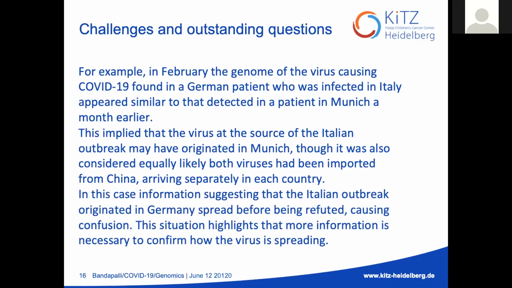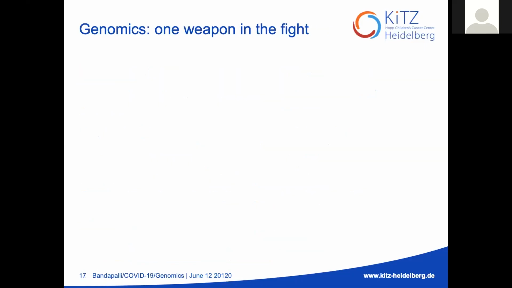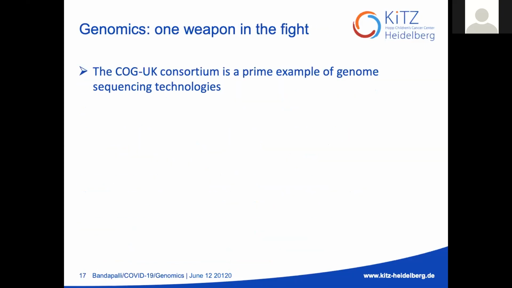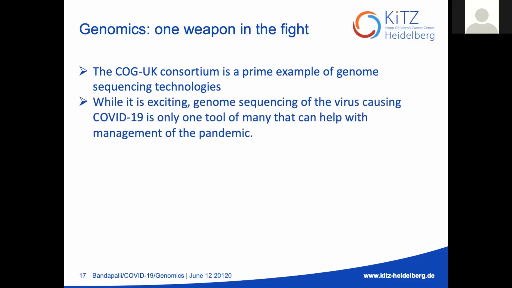But we have seen that in Italy, and also in France and Spain, it is behaving in different ways in different countries. So knowing the genomic sequence and how it is changing would be important, and it can tell us more about the changes and how one can tackle those situations. One example is COG, the COVID Genome UK Consortium, an example of the use of genome sequencing technologies.